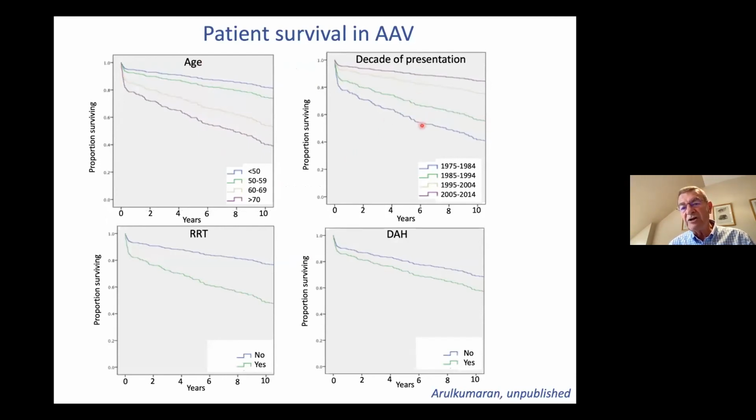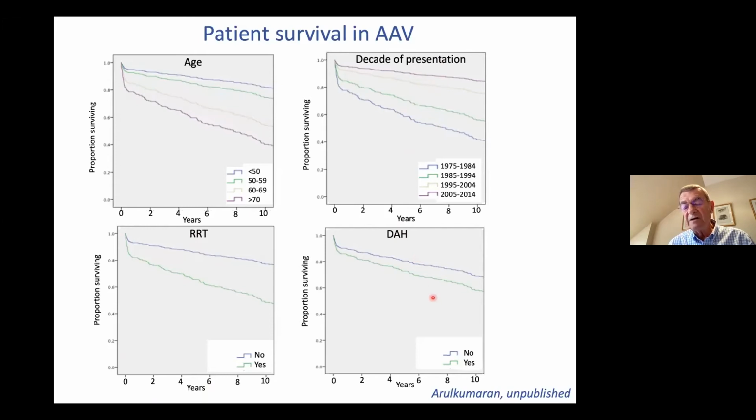Decade of presentation, where survival gets progressively better by decade from the 1970s up to the 2000s. So this could be partly improved treatment of vasculitis, also partly management of infection and general management, intensive care and patient care. So a lot of things contribute to that.